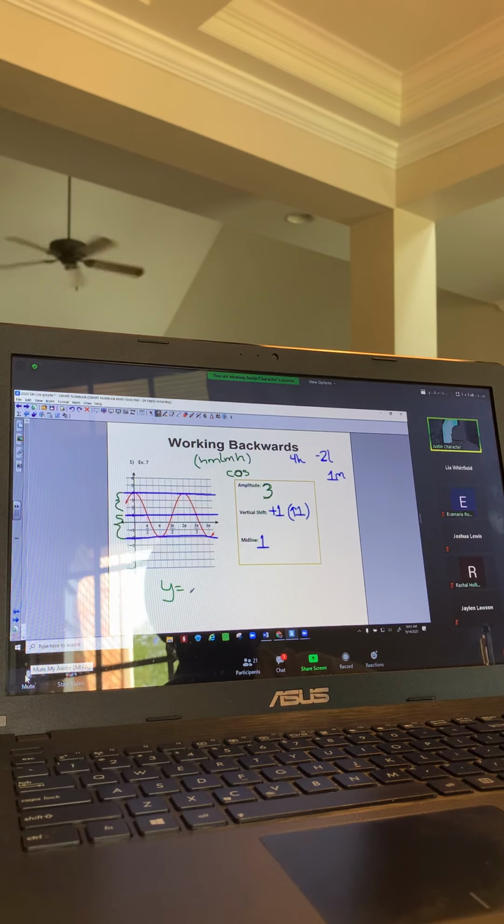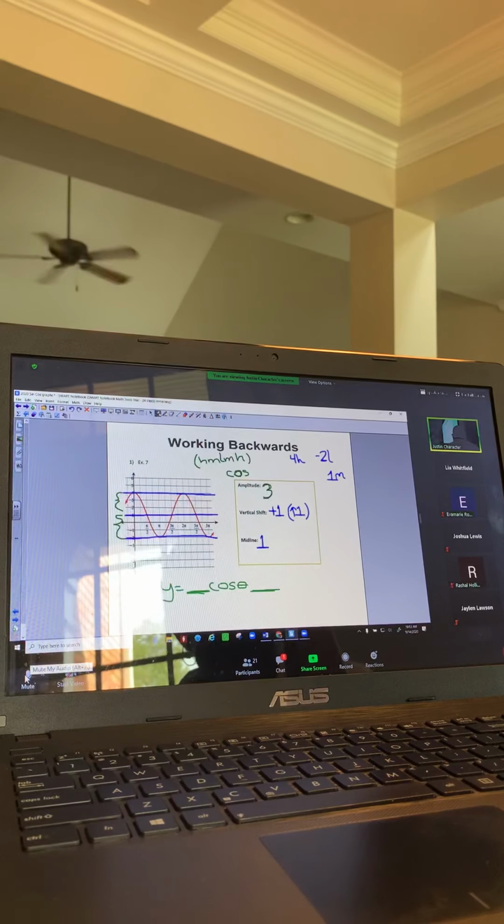That means I got something to put here. I'm going to put cosine theta. Theta is going to be the variable we use all the time. And I'm going to put a blank here, because those are the only things he talked about: amplitude and vertical shift.